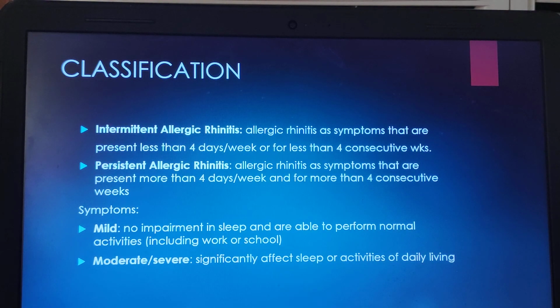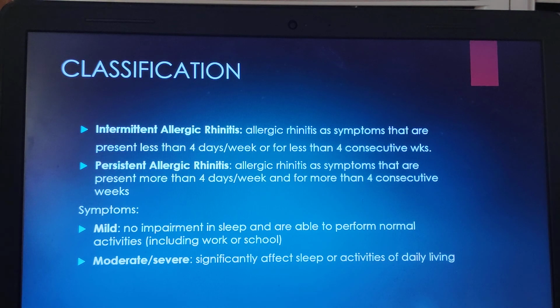Now, allergic rhinitis is classified broadly into two types. The earlier classification, which was known as seasonal allergic rhinitis and perennial allergic rhinitis, has been changed to a new nomenclature. The seasonal allergic rhinitis is known as intermittent allergic rhinitis, and perennial allergic rhinitis is known as persistent allergic rhinitis.